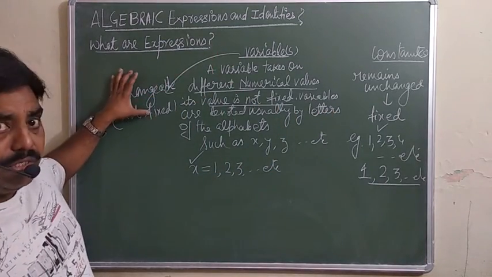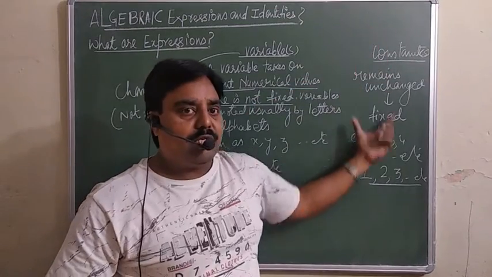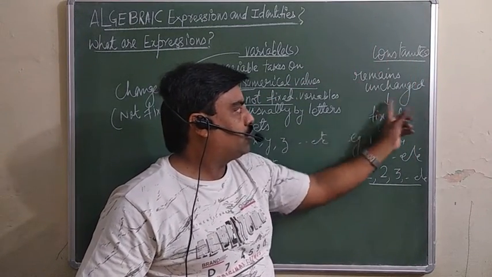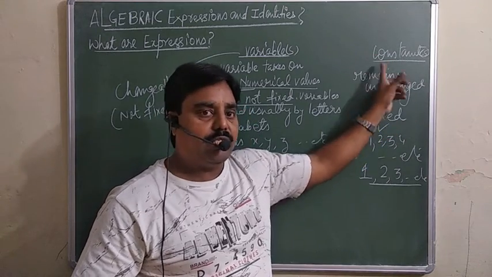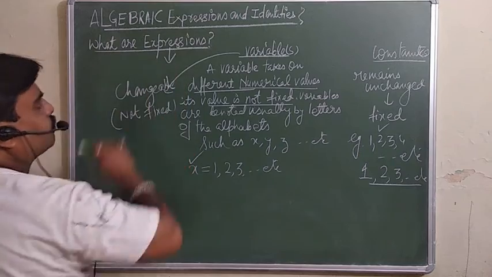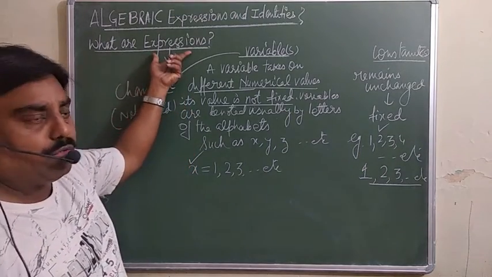Variable means changeable. Constant means which are fixed. They are not changeable. Means during execution of a program the value remains unchanged. That is known as a constant. But we want to discuss the expression. We have to understand what an expression is.